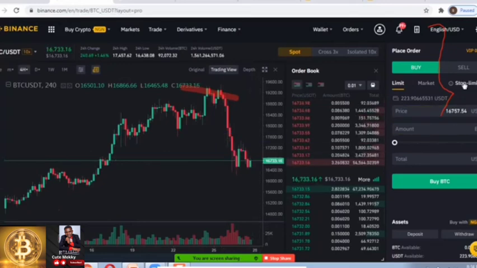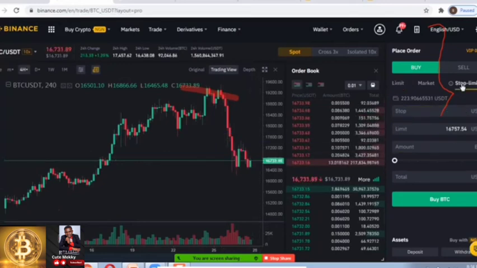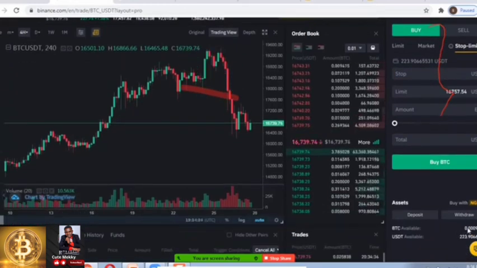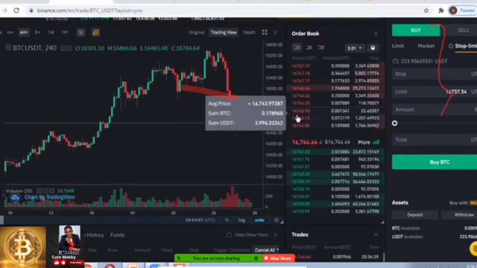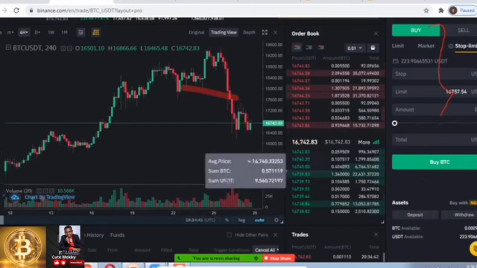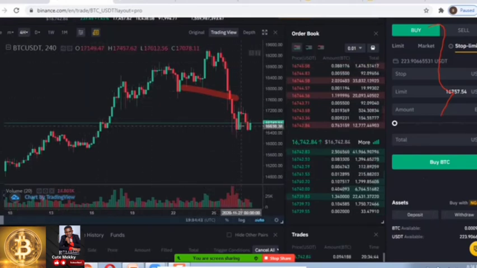That's what I'm saying. You use your stop limits to do that. The stop is where it will take you out. So let's say I have Bitcoin here. If I want to set this Bitcoin to USDT, I can set a stop limit here. Let me put it on 16,611.